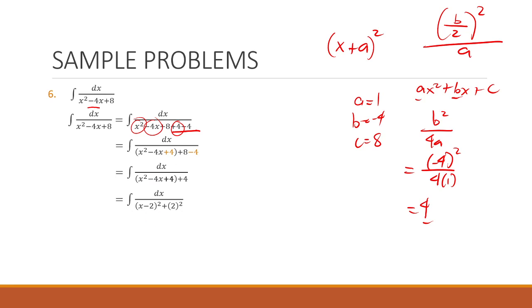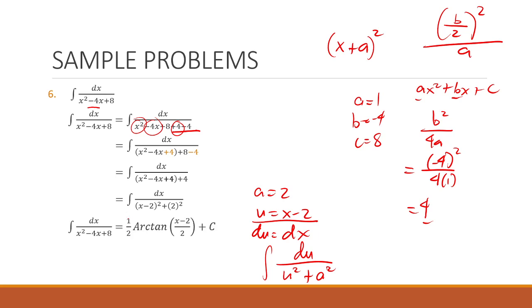Okay? So, this is now in the form, if we let a be 2, u equals x minus 2. So, du is what? Dx, right? This is now in the form, dx is du, so du. X minus 2 is u, so u squared, plus a is 2, so a squared. Okay? This is now integrable using arctangent. So 1 over a is 2. That's why we have here 1/2. Arctangent u is x minus 2, over a is 2, and then plus c. Okay?